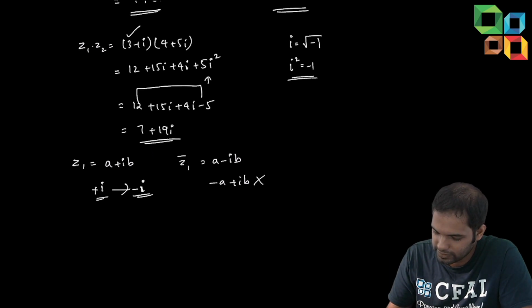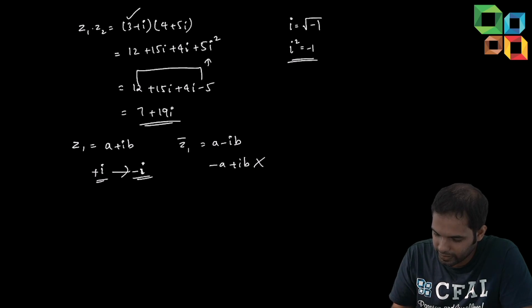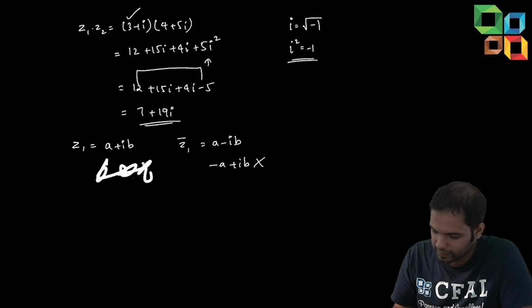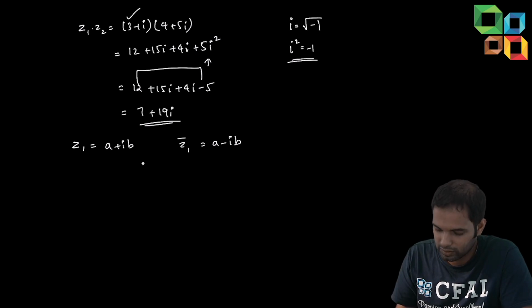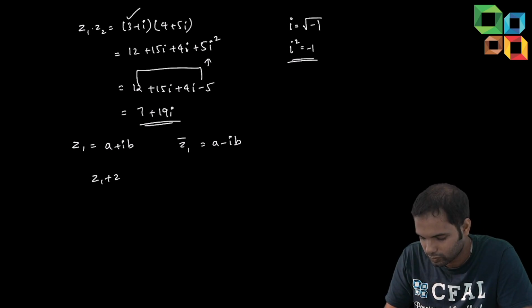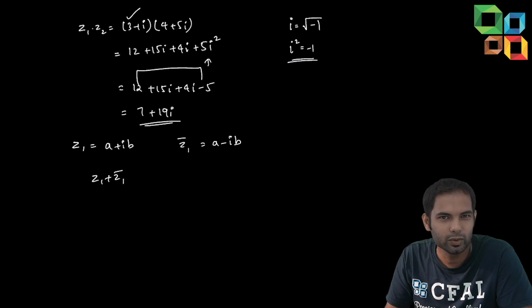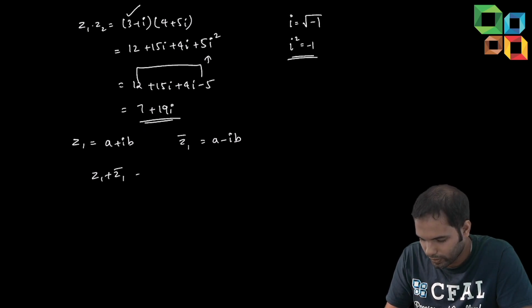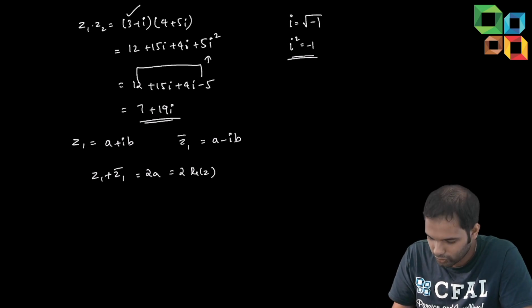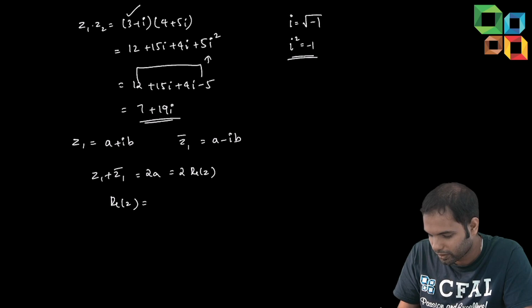So can we see some definitions or more properties using the complex number and the conjugate, because we know how to add now. Can you see what I'm going to get if I add these two? I'm going to get 2a. What is a? It is nothing but the real part. So I'm going to get twice the real part. So I can define the real part of a complex number like this.